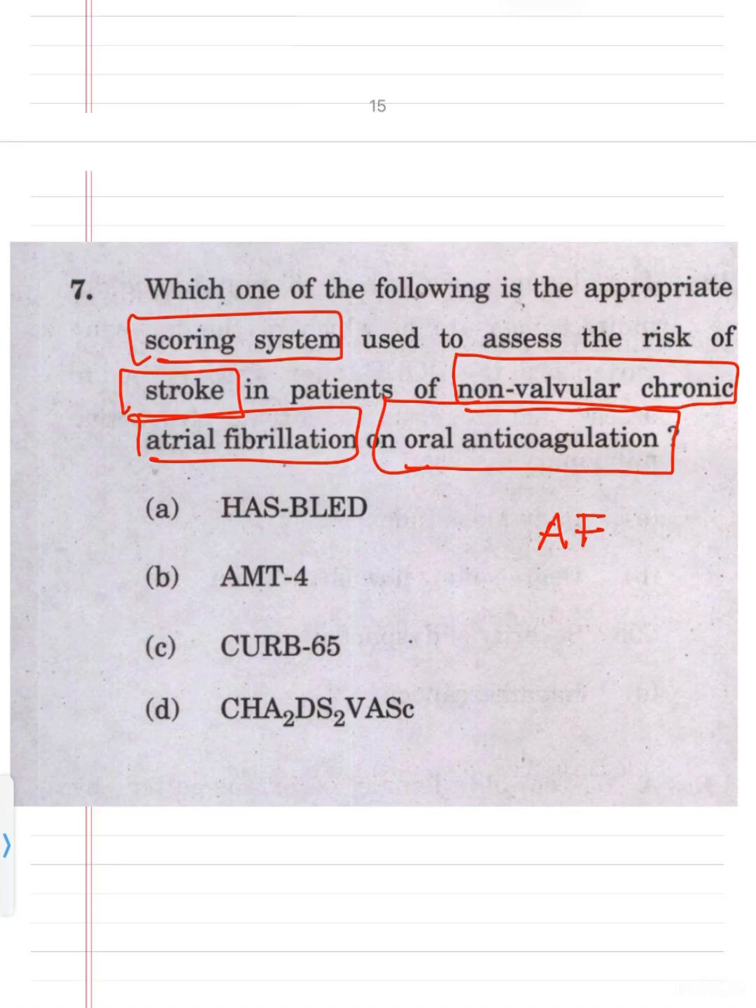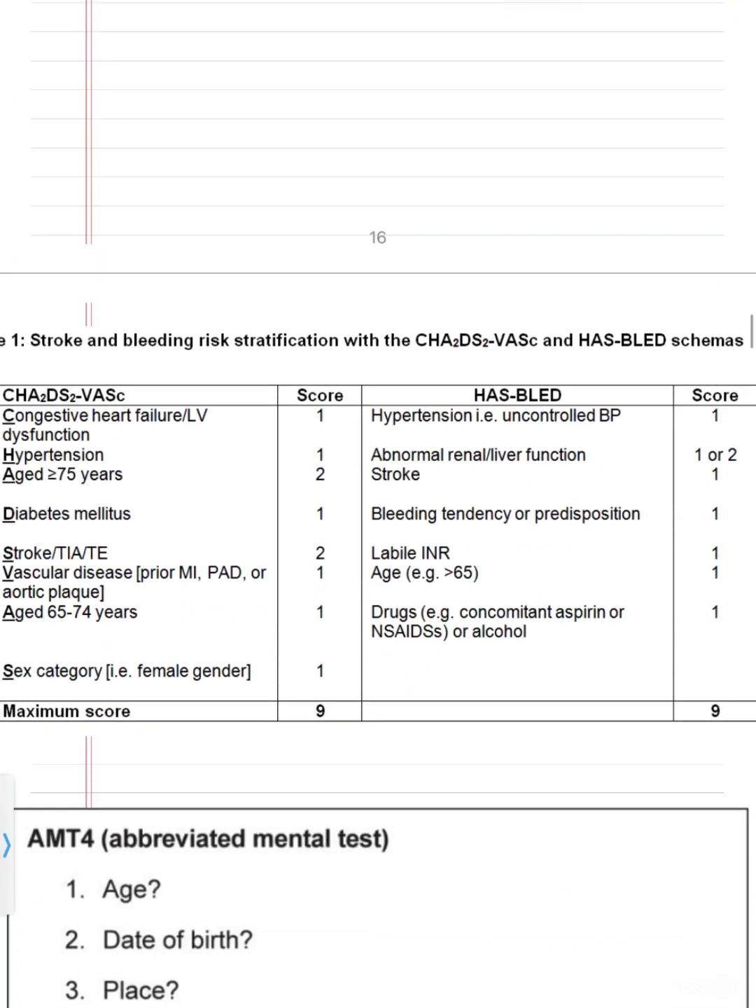But we should know that because the patient is on anticoagulants, there is a risk. So what scoring system can we use to find the risk in this patient? The answer is CHA2DS2-VASc. Now, what are the other scoring systems that are provided? So let's go to the explanation.